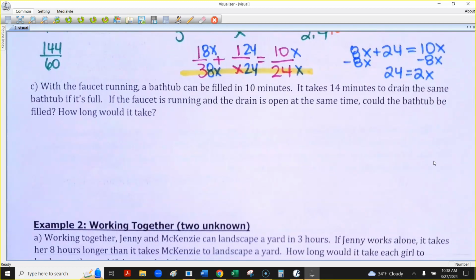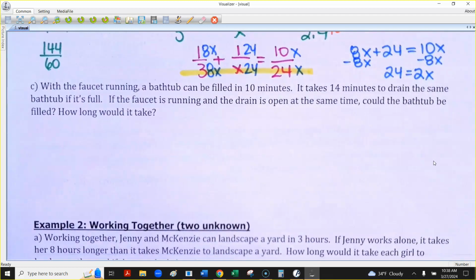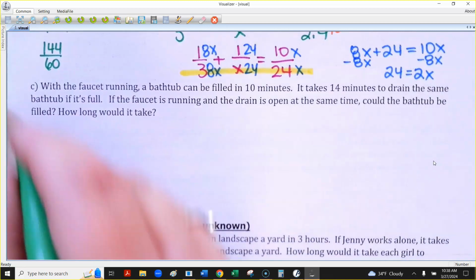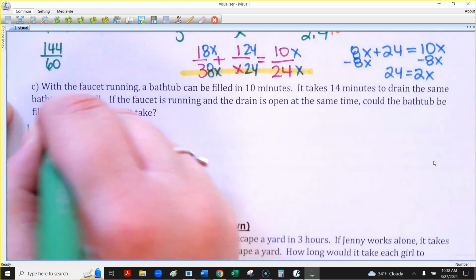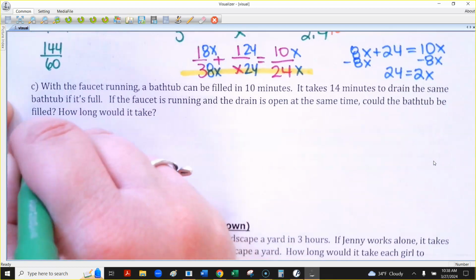Yeah, the drain's slower, right? The drain's slower, so this could fill up. Okay, so here's how this works. Again, they don't give me the volume of the tub or anything like that. Okay, I'm going to let 1 represent filling up the tub.